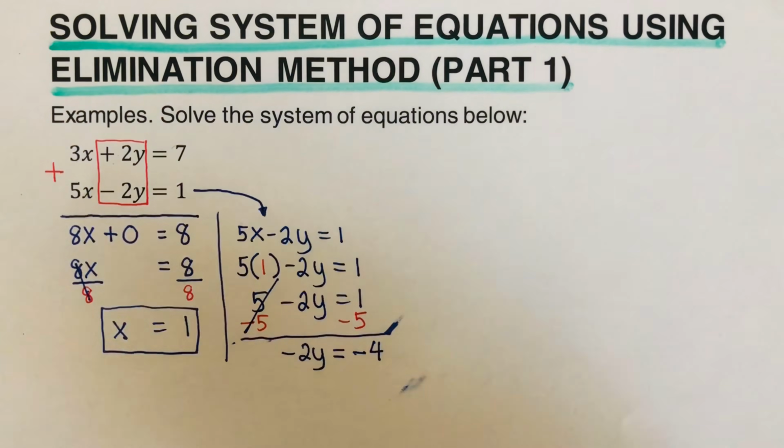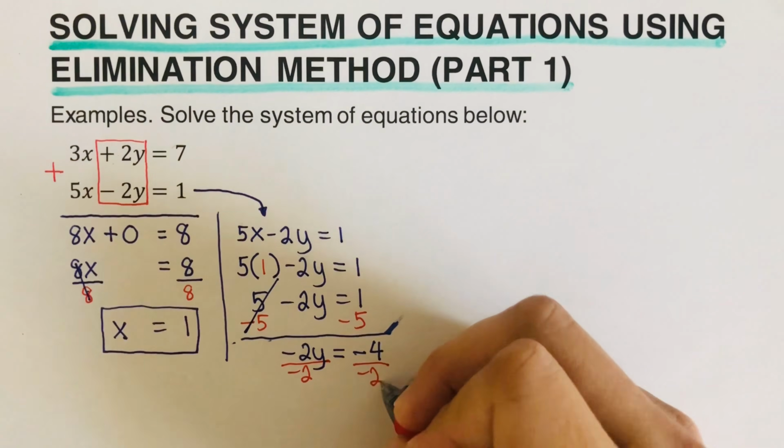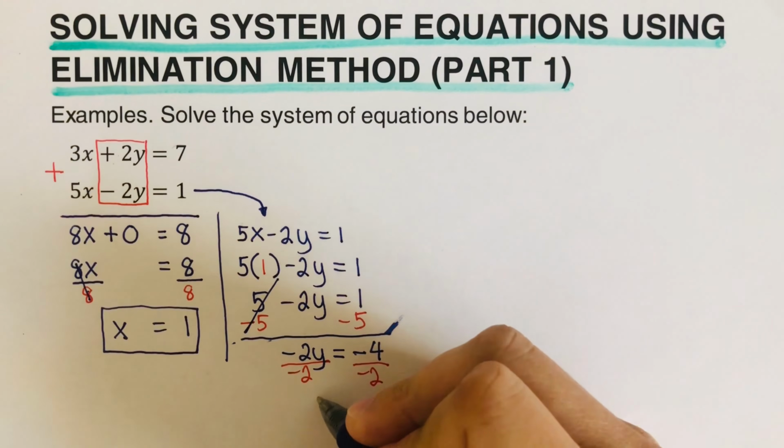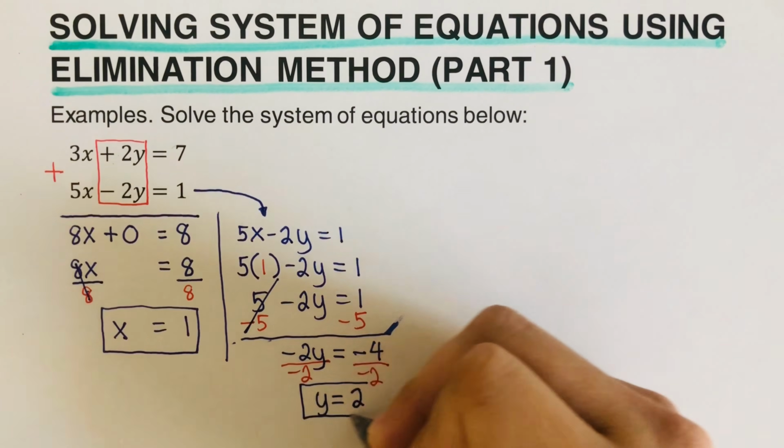So then from here, we're going to divide both sides by negative 2. So then our y is positive 2. So this is our y value.